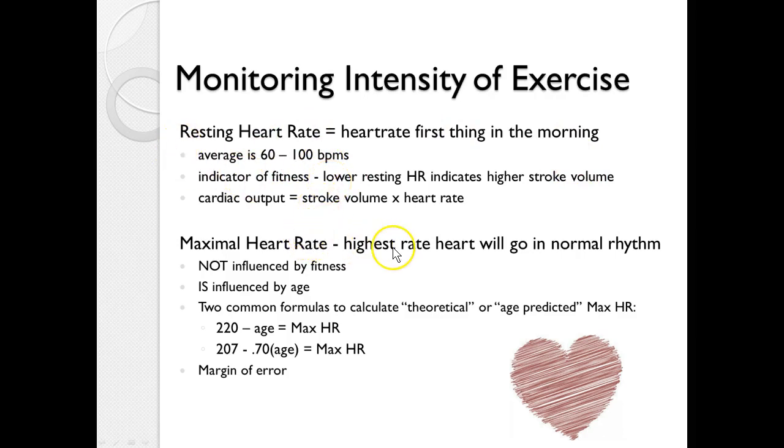Max heart rate is the highest rate the heart will go in a normal rhythm. It is not influenced by fitness, but is, however, influenced by age. Two common formulas used to calculate the theoretical or age-predicted max heart rate include 220 minus age to estimate max, or 207 minus 70% of the age to estimate max. Each of these has a margin of error, so keep that in mind. Not all of your clients will fit neatly into this average package.